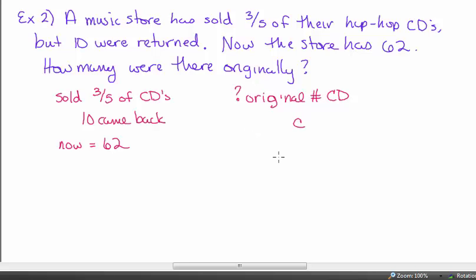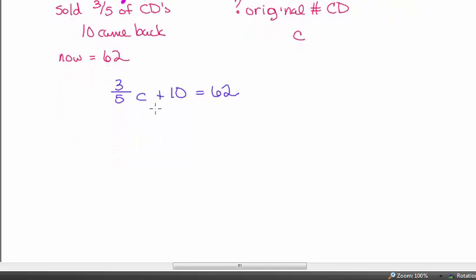So I'm just going to use C for CD. They sold 3/5 of the CDs. Remember that of means to multiply. So 3/5 C were sold, but then 10 came back. So when they come back, they get added back into the inventory, which made 62 CDs. So we need to solve this. So first I'm going to take 10 away to cancel out the plus and minus 10, leaving me with 3/5 C is equal to 52.